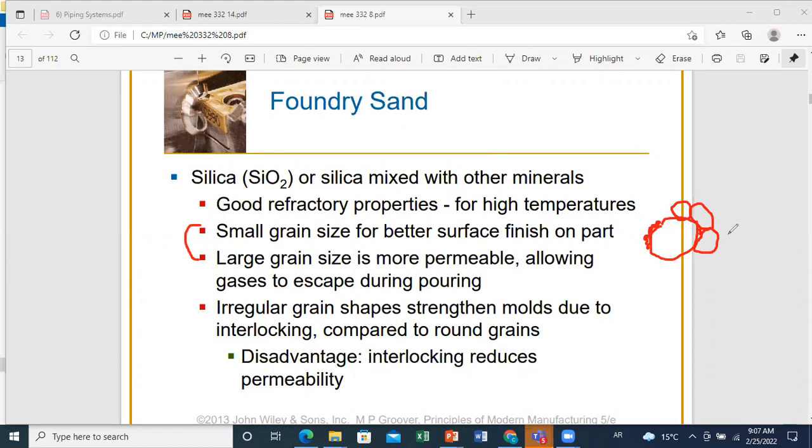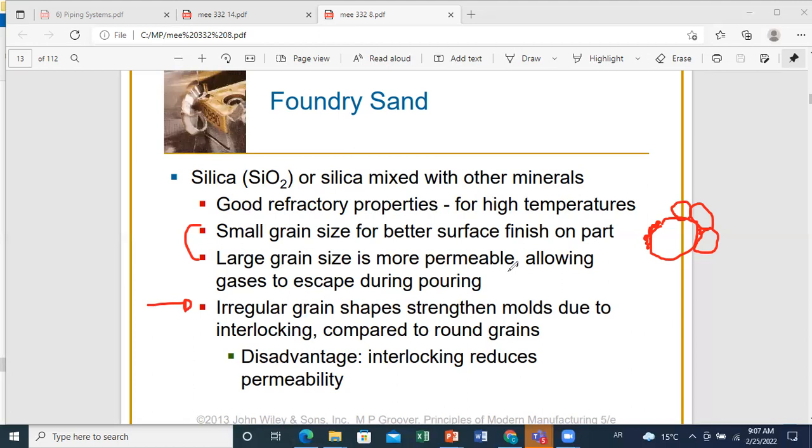However, the presence of large grain size in your mold material is also good because it will allow gases to escape during the pouring process. So in general, we prefer to have irregular grain shapes constituting your mold material, because this will, from one side, enhance the surface finish, and at the same time will still allow gases to escape during pouring.